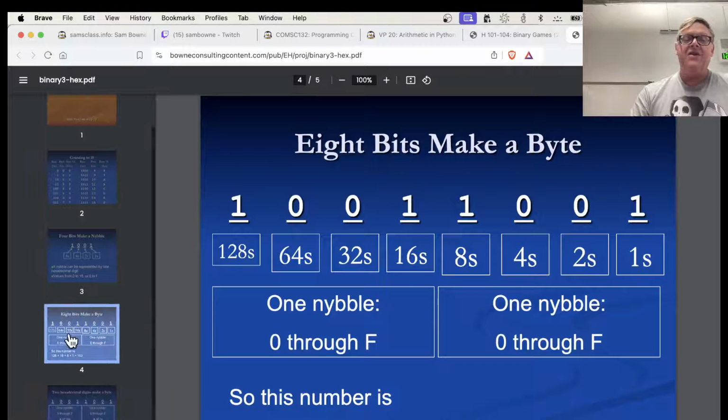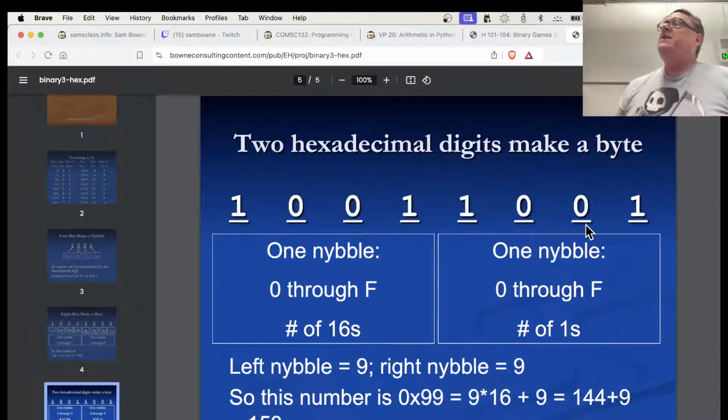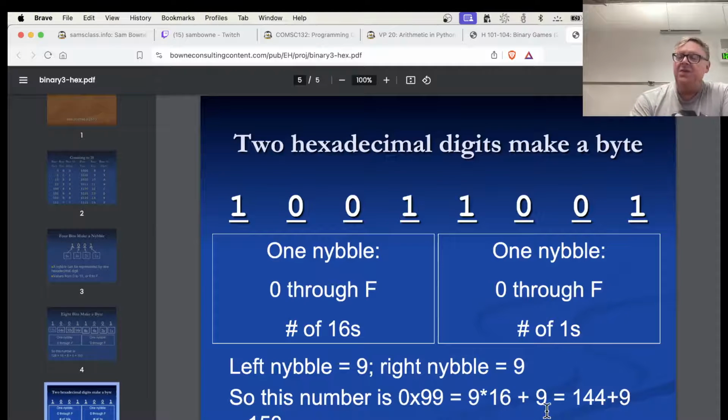If you learn hex, you do it the other way. This nibble is 9, 1001, and this nibble is 9, 1001. The one on the left is the number of 16s, and the one on the right is the number of 1s. So an 8-bit binary number is a 2-digit number in base 16, which is what hex is. So this number is 9 times 16 plus 9, and that's much easier and more reliable to do. So you get used to it, 144 plus 9.